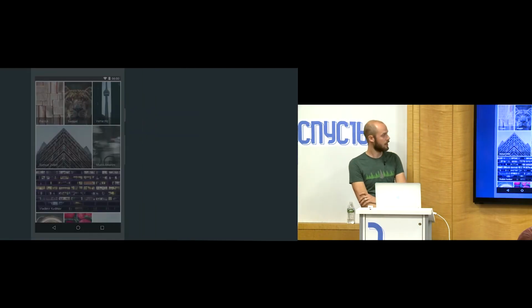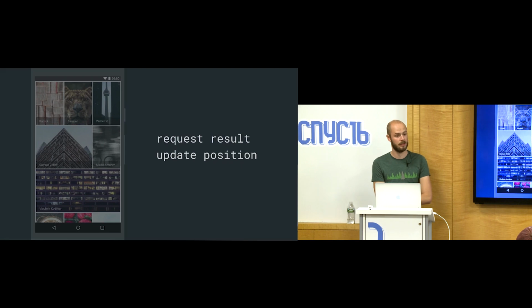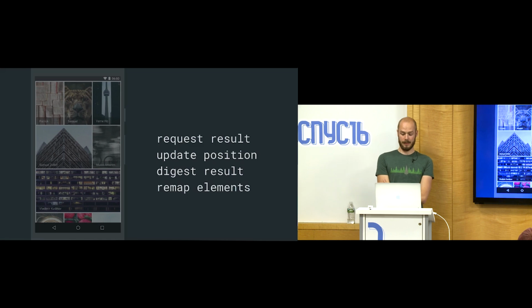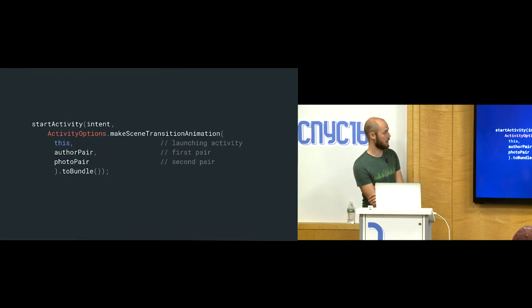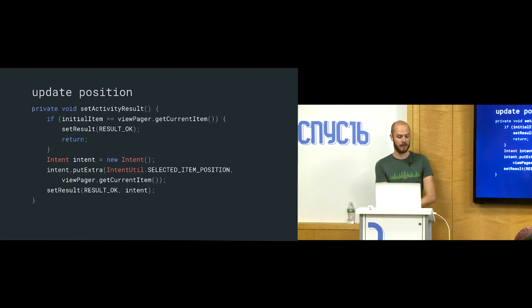So this works by requesting a result from the target activity that we're going to, then updating the position that we want to do, that has been selected, and then digesting that result and remapping the elements. So how does this work? Cool thing is the Android framework already has that in place for just saying start activity for result with a request code and the bundle. So we pass in the request code, and once we're finished with the activity, on the way back, if the item that has been selected is still the same, we don't do anything, we just say, please continue the way it was. Otherwise, we add the selected position on the way back to the intent.